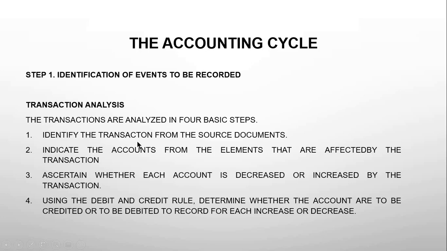First, identify the transactions from the source documents. So if a transaction is recordable, then you have to check the source documents to prove that the said transaction is evident. And then indicate the accounts from the elements that are affected by the transaction. You have to note as to what account is being affected by that transaction, and then ascertain whether each account is decreased or increased by the transaction.